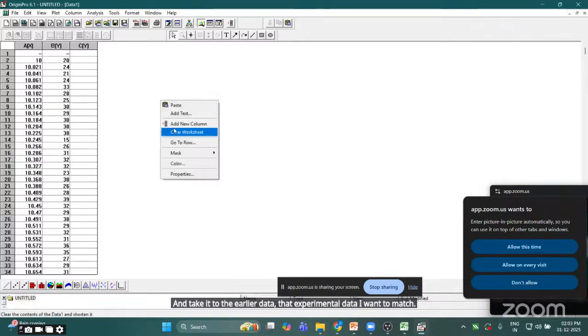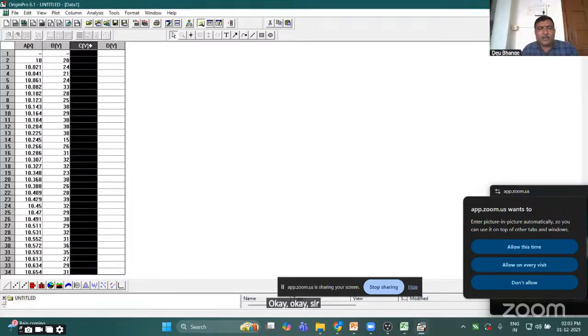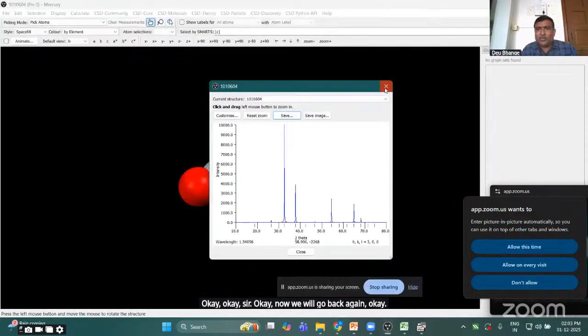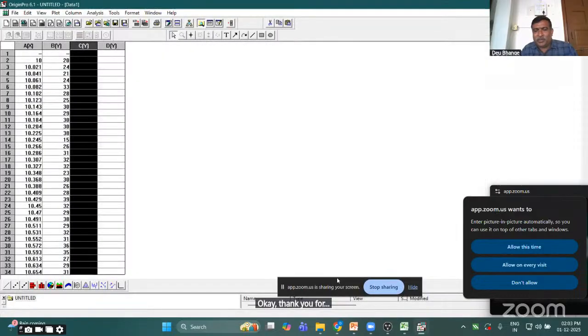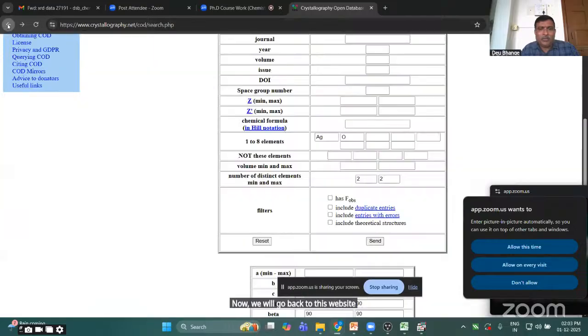Copy it and take it to the earlier data, that experimental data I want to match. Sir, the material is silver doped ZnO, zinc oxide. Okay, okay, sir. Okay, now we will go back again. Okay, okay. Thank you for clarifying it, because it would have taken a lot of time.